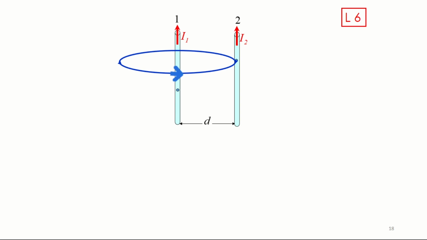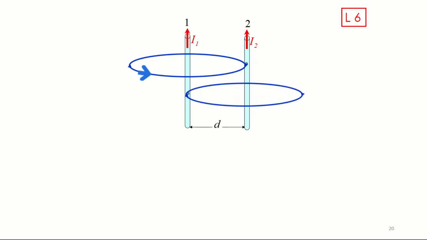And around conductor 2, we have B2. We apply the right hand grip rule. The direction of current I2 is outward, so you can determine the direction of B2 around conductor 2: anti-clockwise. The direction of B1 at conductor 2, at the point of conductor 2, B1 here is into the page.